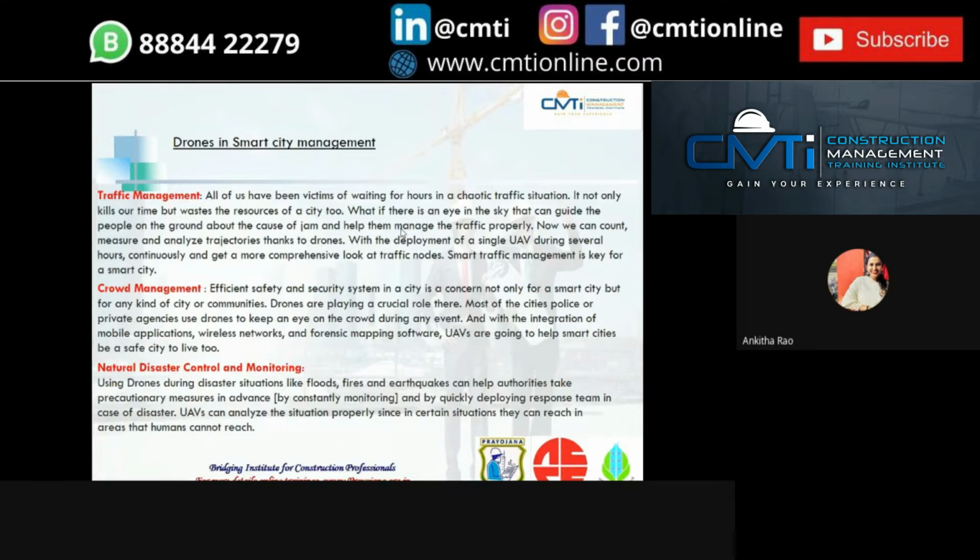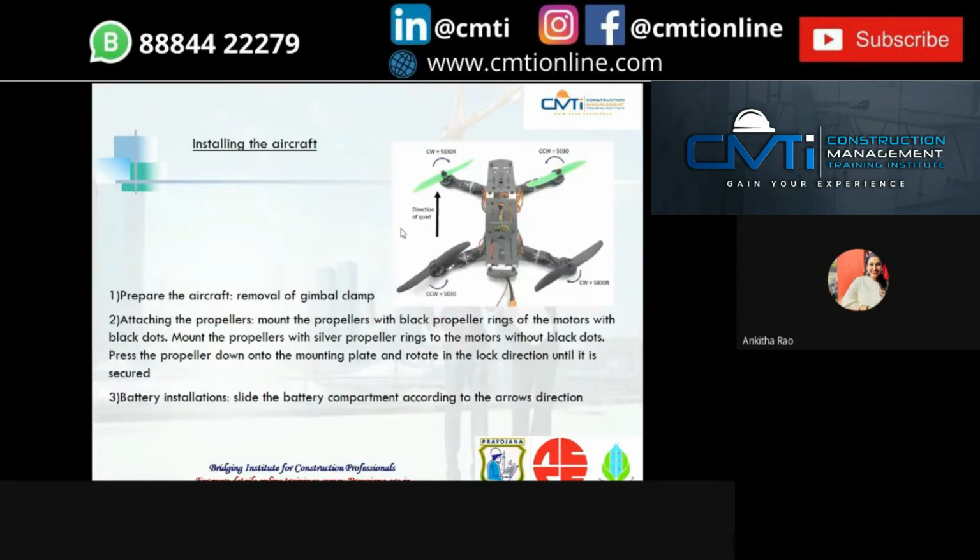And in natural disaster control and monitoring, it can oversee what is happening in the surroundings, and we can know beforehand what is going to happen. We can take the safety measures.